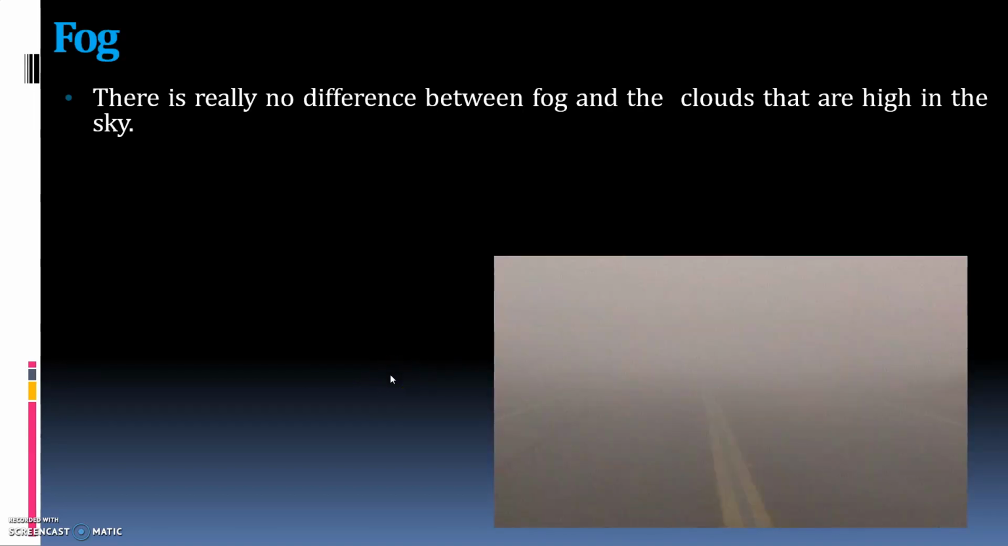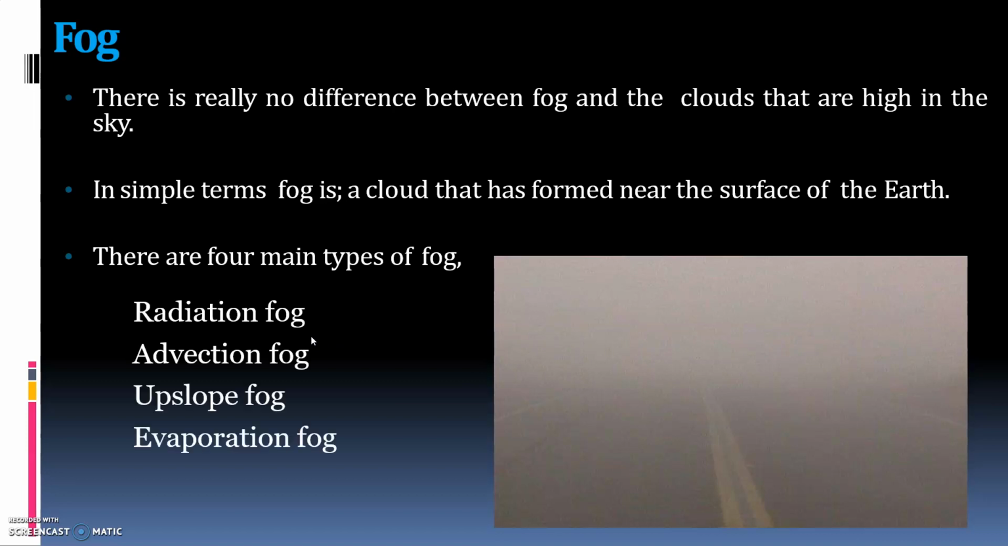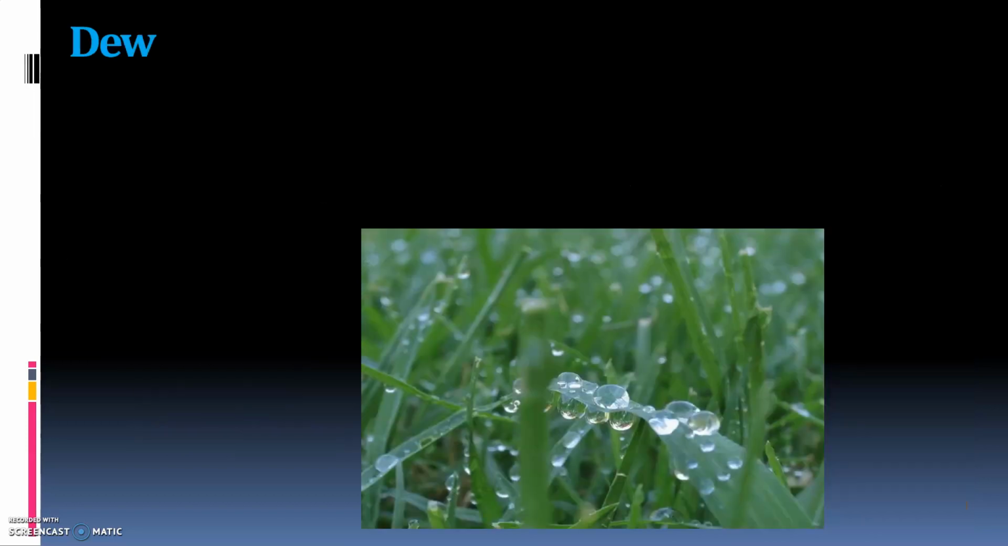Fog. There is really no difference between fog and the clouds that are high in the sky. In simple terms, fog is a cloud that has formed near the surface of the earth. There are four main types of fog: radiation fog, advection fog, upslope fog and evaporation fog.